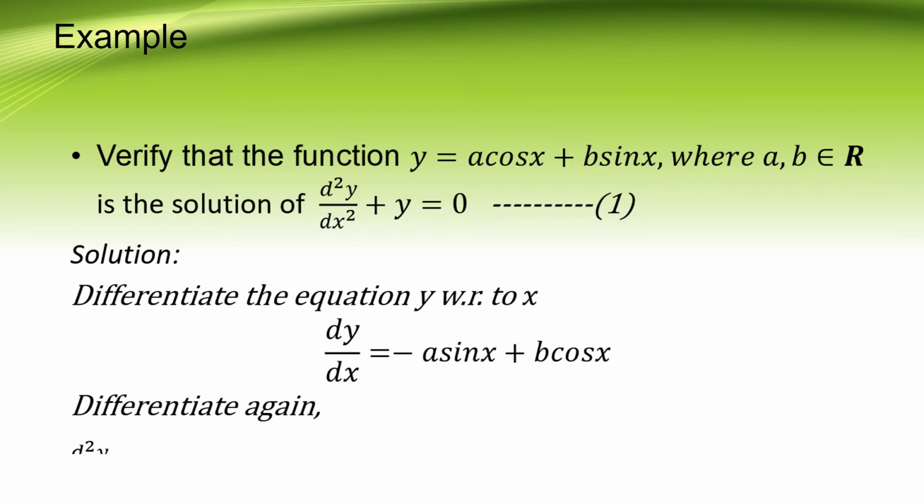So in differentiation we cannot eliminate the arbitrary constants directly. First we are going to differentiate the function once. By differentiating once, we get dy by dx is equal to, by differentiating cos x, minus sin x. So the first term becomes minus a sin x, and the second term, by differentiating sin x, we get cos x, so plus b cos x.